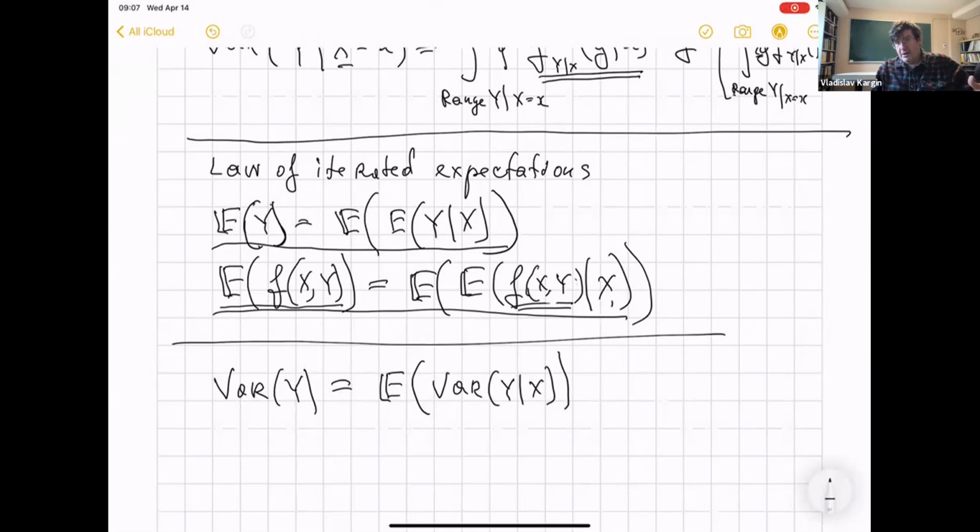It turns out that this is not quite right. There is an additional term which is not captured here, so it's not enough. There is another term which says we also need to look at the variance in the conditional expectation, so the variance of the expectation of y given x.